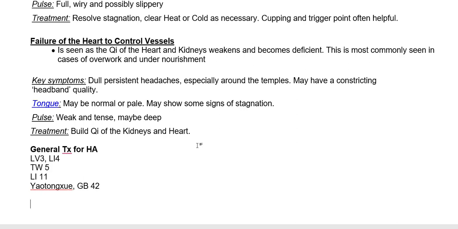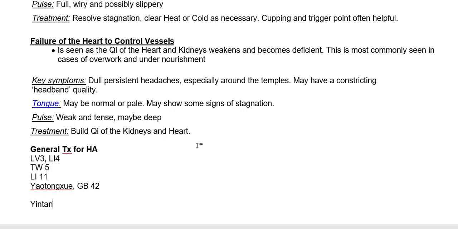Some people say in excess patterns mostly treat the feet, and in deficiency patterns mostly treat the head. I've heard that, I've read that, some practitioners like that. I don't know if I'm as convinced by that. I would say most of the time do generally treat points on the feet, but there are points on the head that are probably good for all patterns of headaches. We're going to add some of these in here.